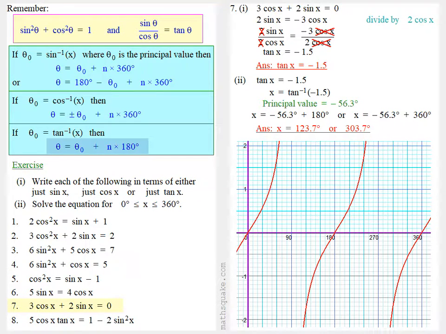Now, we can demonstrate this in a graph. If we draw the tangent graph and then draw a line across at y equals minus 1.5, we see it crosses the curve at 2 points, 123.7 degrees and 303.7 degrees.